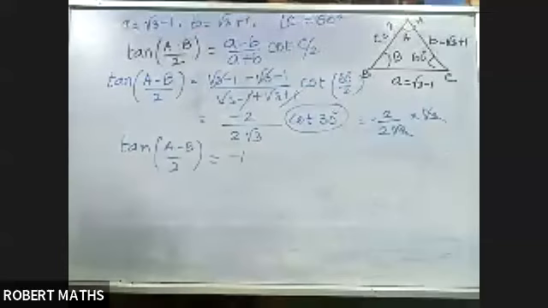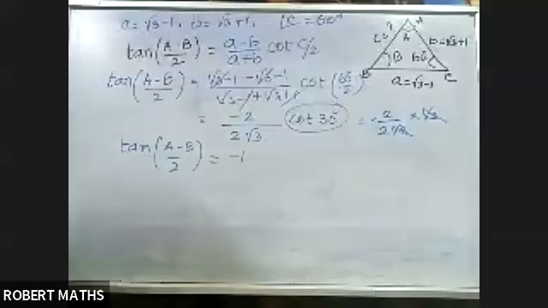Now next one. So we get (a minus b) divided by (a plus b), which is (√3 minus 1 minus √3 minus 1) divided by (√3 plus 1 plus √3 plus 1), which equals minus 1. I already told you we can put 45 degrees in the tan, which is equal to minus of tan 45 degrees. We get tan (A minus B) by 2 equal to minus of tan 45 degrees.